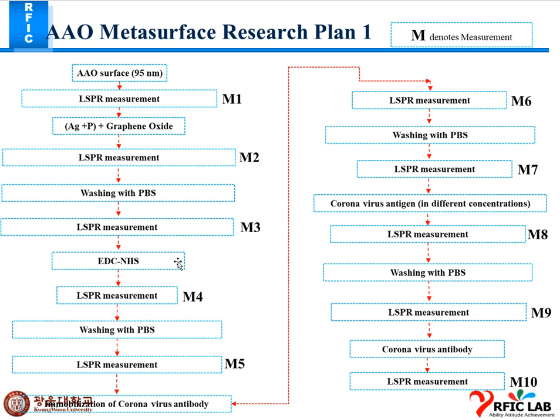We first do the LSPR there, with 10 consecutive step measurements. First we check the bare LSPR measurement, and then we check the protein and graphene oxide. Of course, graphene oxide is not suitable for this AAO research, so we wait for the MUA chemical, and simultaneously we go with washing with the PBS and EDC NHS, then using the corona antibody, then washing with the PBS, and then again put the antigen in five different concentrations.